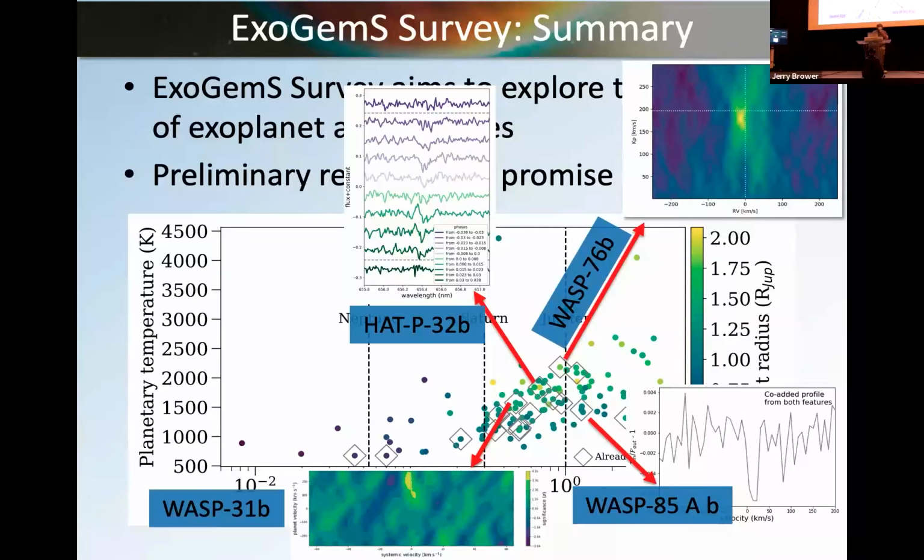Okay, and next question in the room. Thank you for your talk. This may be a naive question, but I was wondering, would you expect there to be a trend in these chemical abundances and also the atmospheric escape with respect to the distance of the planet from the host star? Right. So yeah, you definitely would.